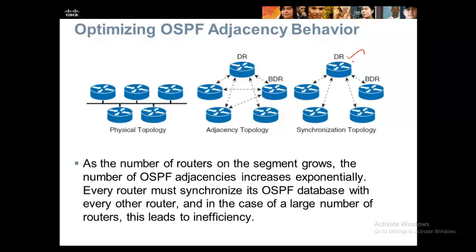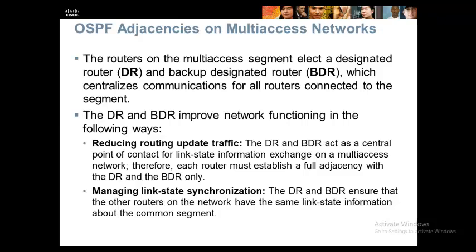and the DR will send it to others. To send to the DR, it will use 224.0.0.6, and the DR will use 224.0.0.5 to send it. Right? So this is going to really help OSPF to have loop-free, classless routing. So the DR-BDR is important. That is helping to avoid loops.